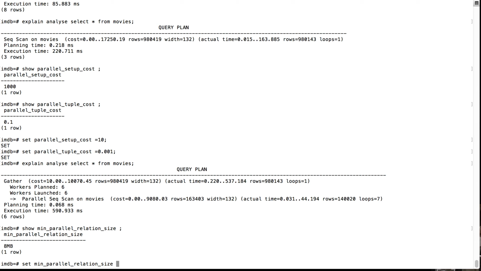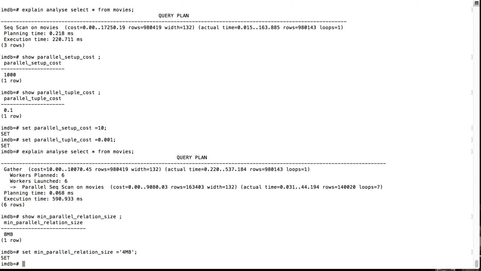We can do this. Or if you think that even 4 MB or 8 MB is a very small size, and you want parallelism to be used only when the table is like 100 MB, you can do that as well. And in case you just want every table to use parallelism no matter what, then you can set it to zero. In that case, most of the tables can use parallelism.